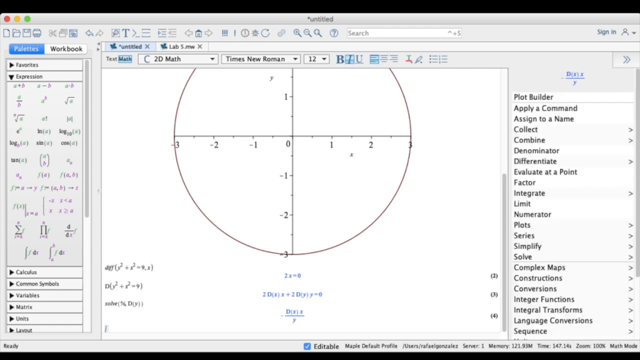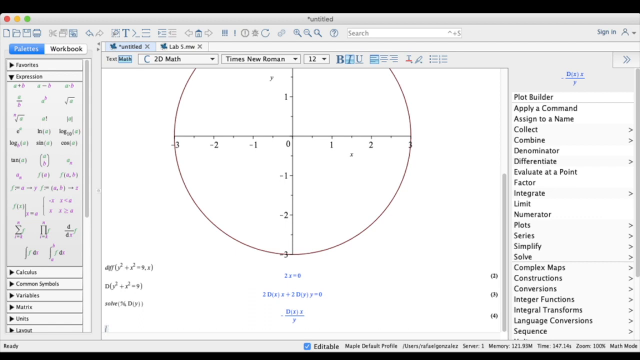Dx times x is just the derivative of x. Well, what is the derivative of x? The derivative of x is simply 1. So what I have really is negative x over y. So what I have is that dy dx equals negative x over y, which is correct. This is what we're looking for when we are talking about implicit differentiation.